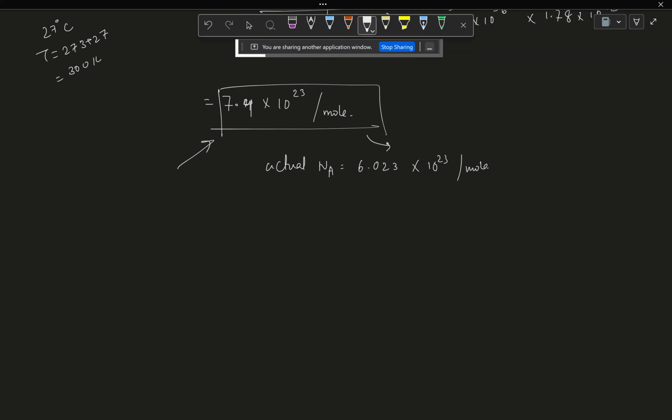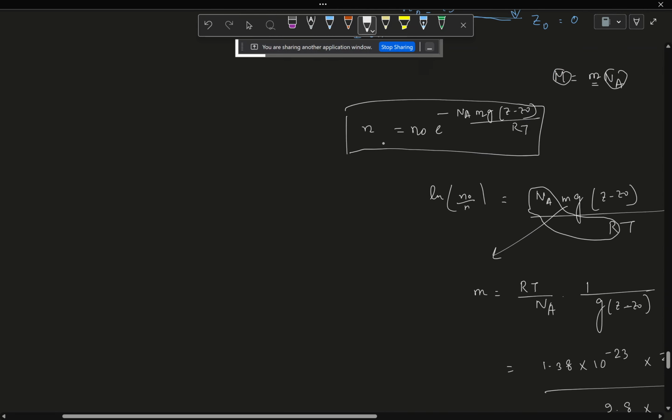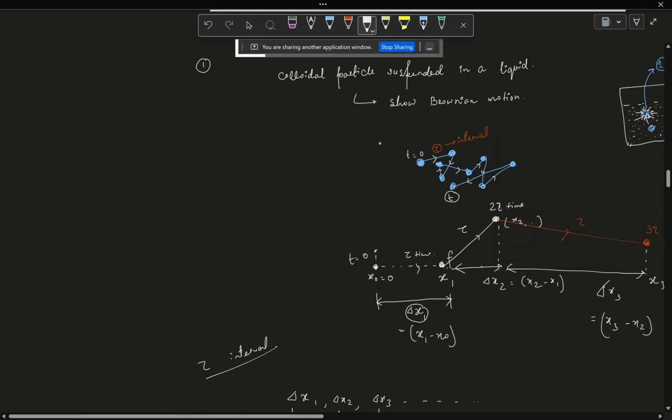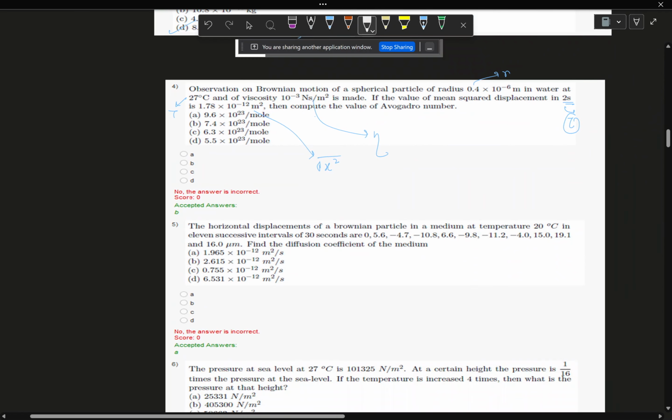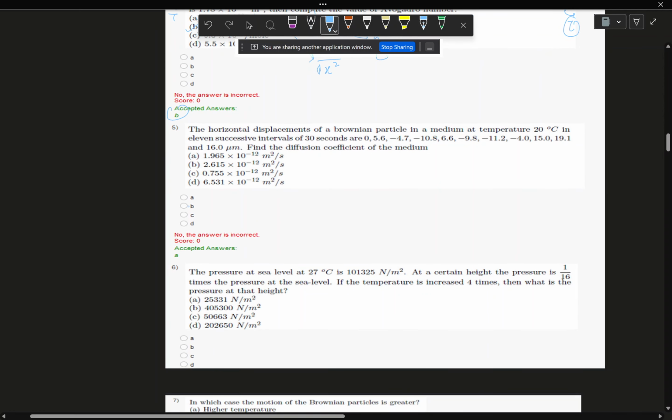and see how much that deviates from the actual value. But that is not asked in the question here, so we'll leave it, and you can choose it from the options. Probably it is coming in option number B here. Okay, option number B, and that is the correct option.